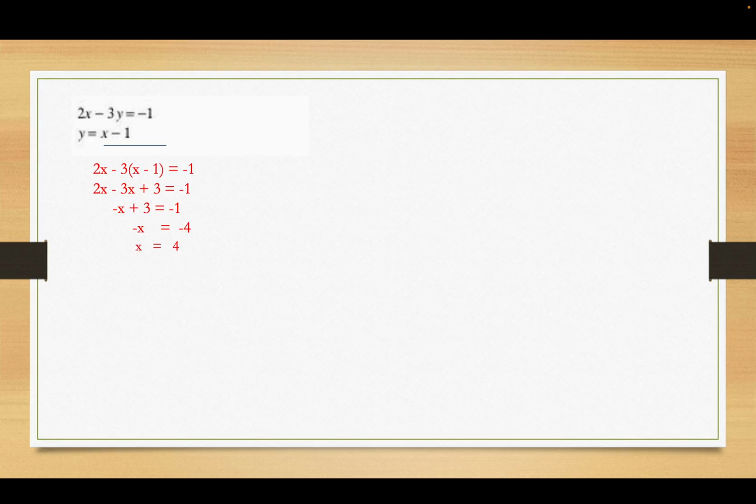Got to go back and get y. y equals x minus 1. That's the great thing about the substitution technique, going back and getting y is really easy. Substituting in the 4, y equals 4 minus 1, or better known as 3.